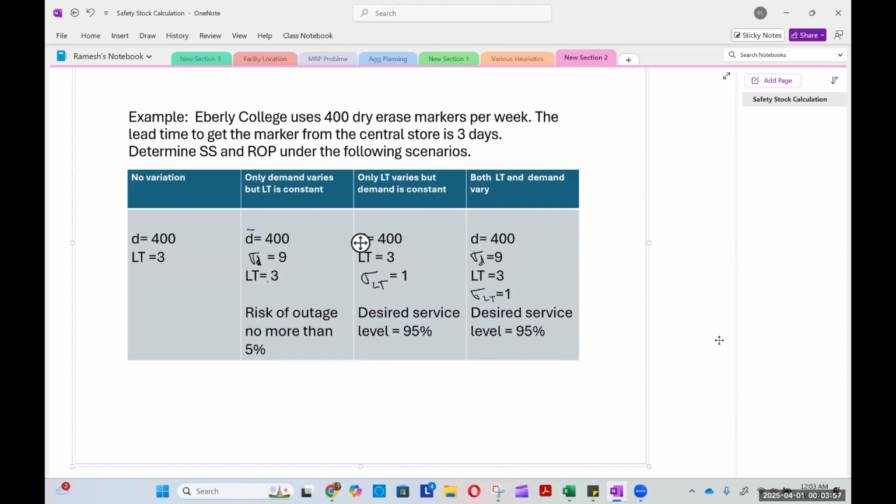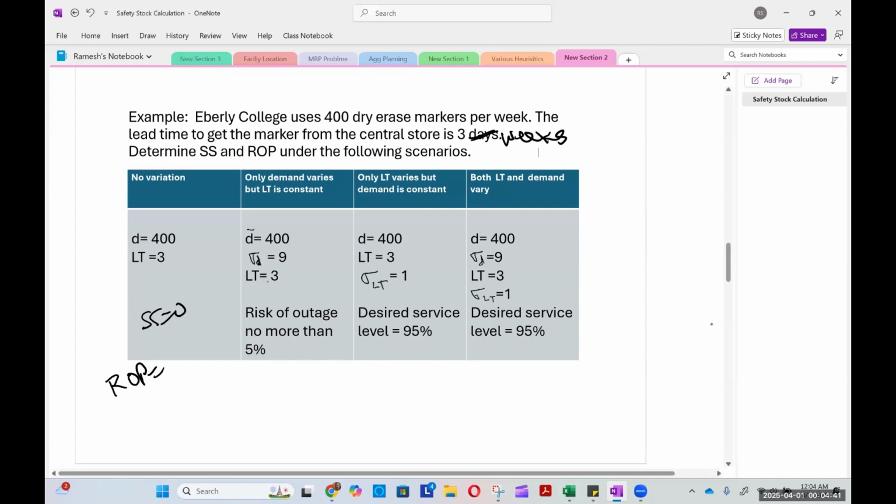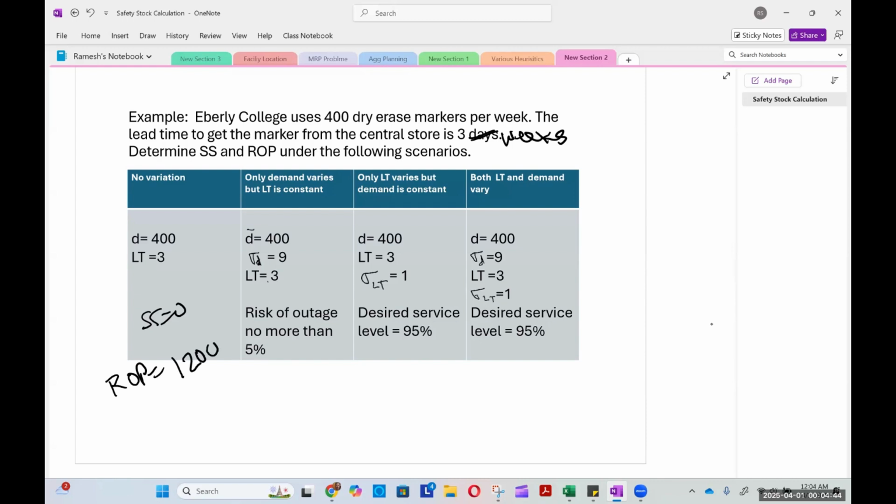So example, assume that Eberly College of Business uses 400 dry erase markers per week. The lead time to get the markers from the central store is 3 days. Determine safety stock and reorder point under the following scenarios. The first scenario is demand is 400, lead time is 3, and there's no fluctuation. Well, in that case, safety stock is 0, and reorder point is going to be basically the demand during lead time, which is 400 per week. If the lead time is 3 weeks, sorry, I goofed up. It should really say 3 weeks. Let's keep it simple, not make it too complex. 3 weeks, then it is going to be simply 1200.